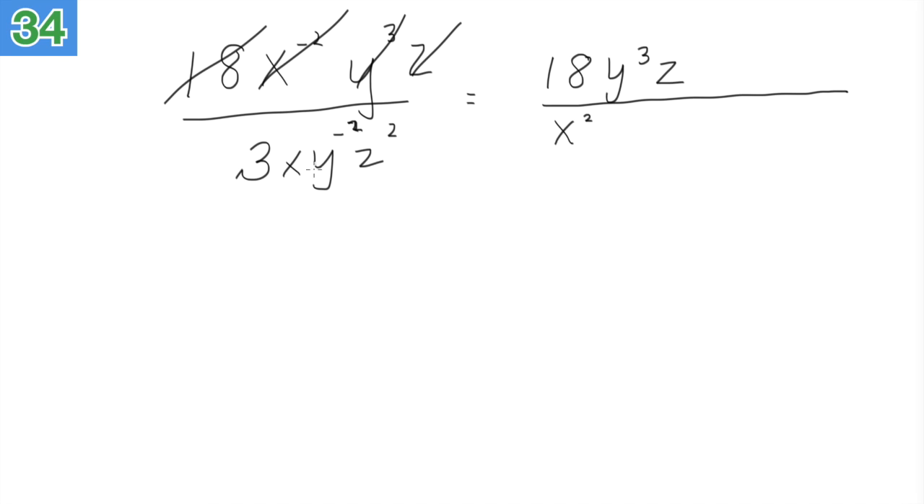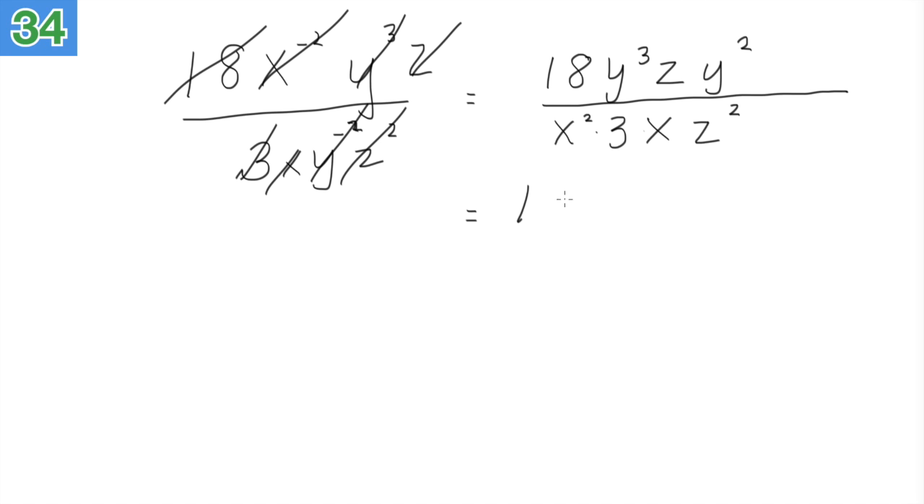3 is happy on the bottom. X is happy on the bottom. Y to the negative 2 isn't, so we want a y squared on top. And a z squared is good on the bottom. All right, so now let's start reducing.